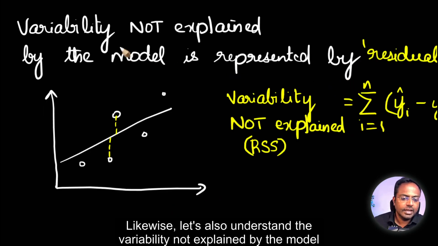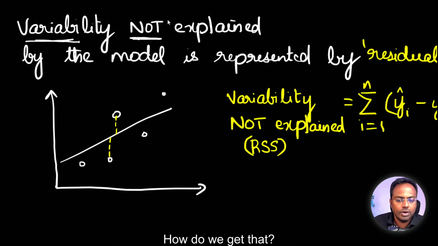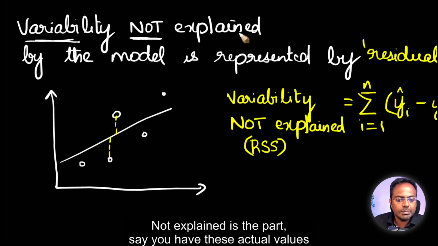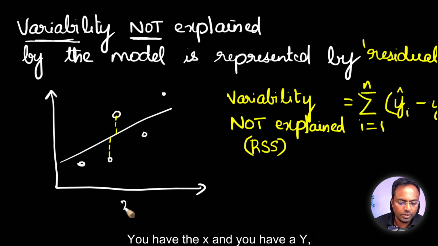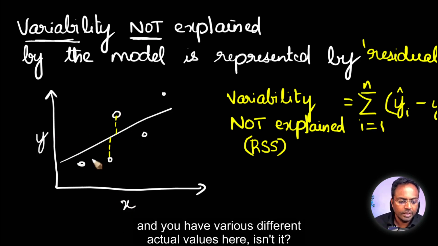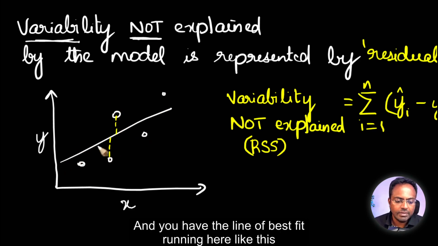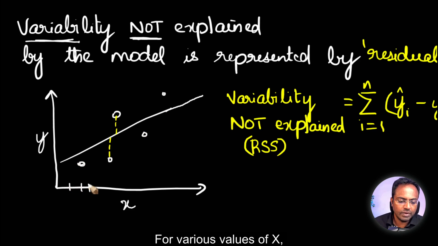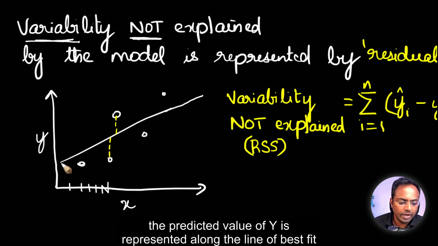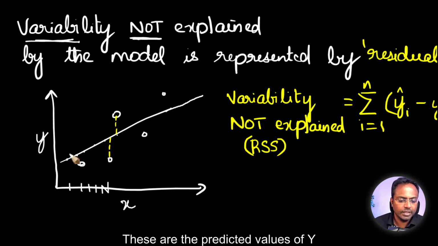Likewise, let's also understand the variability not explained by the model. How do we get that? Say you have these actual values. You have the x and you have a y and you have various different actual values here, isn't it? And you have the line of best fit running here like this. For various values of x, the predicted value of y is represented along the line of best fit. These are the predicted values of y.